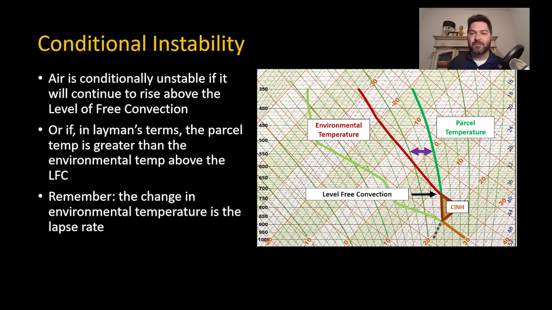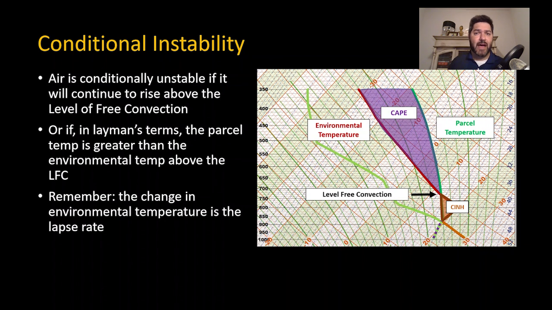You can see the differences between these two lines highlighted in purple here. The bigger that difference is, the bigger the energy that the atmosphere has for updrafts. And the total area between these two is known as the convective available potential energy. We talked about that during the basic meteorology section. So if you're a little unfamiliar with that, that is something that I'd recommend you watch.